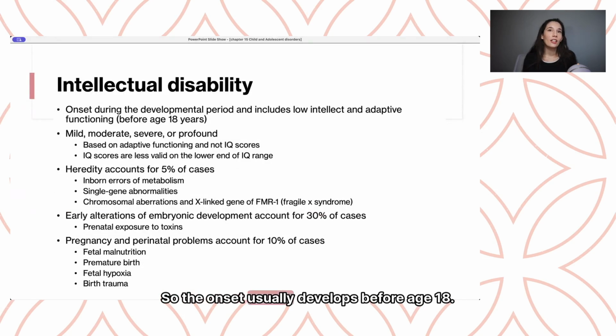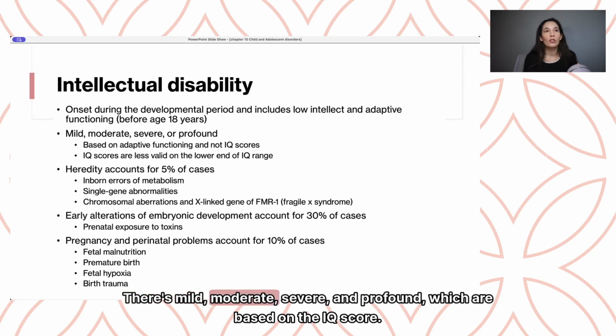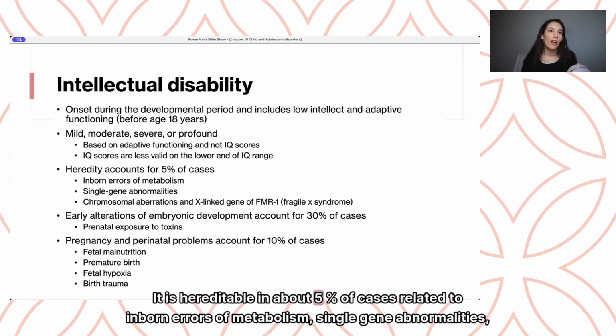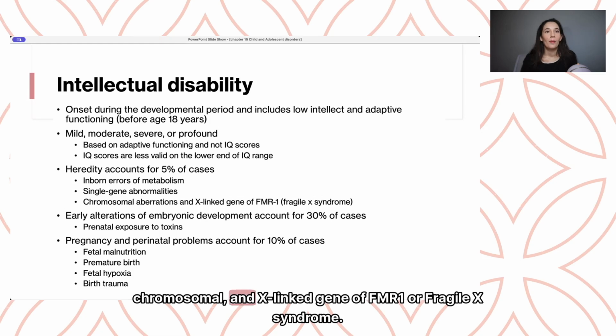So the onset usually develops before age 18. There's mild, moderate, severe, and profound, which are based on the IQ score. It is hereditable in about 5% of cases, related to inborn errors of metabolism, single gene abnormalities, chromosomal and X-linked gene of FMR1 or Fragile X syndrome.